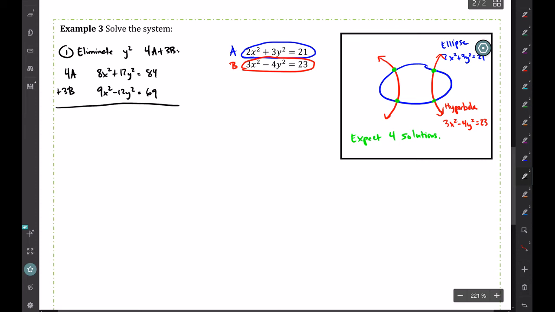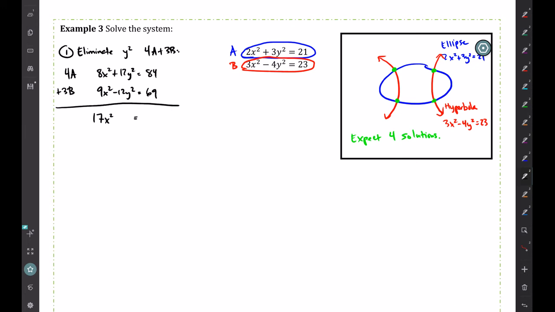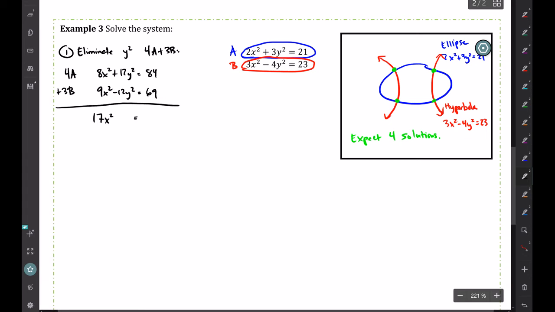Okay, and I'm adding those. So I should get 17x squared equals, let's see, 84 plus 69 would be 153, I think. Yeah. Okay, so then divide both sides by 17. I'll get x squared equals 153 over 17, which is 9. So x equals plus or minus 3.